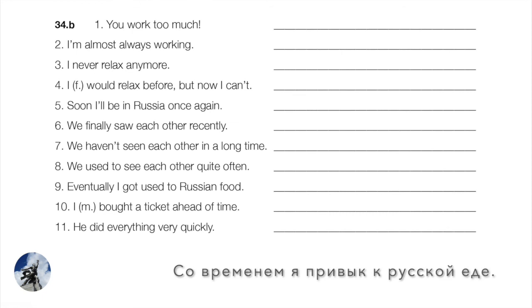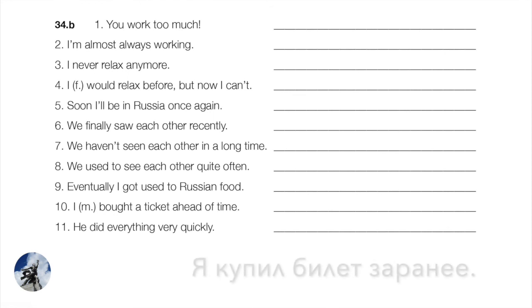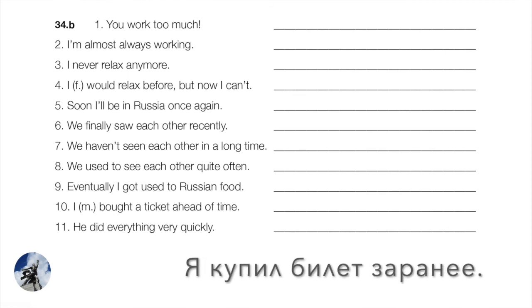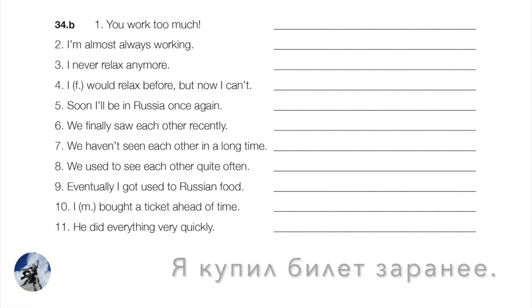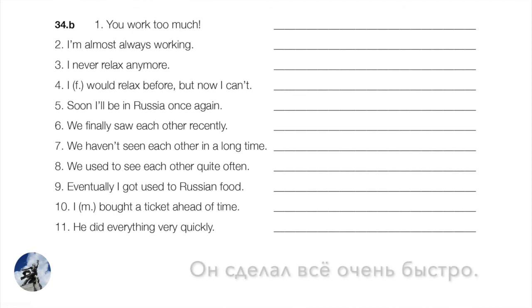Number 10, I bought a ticket ahead of time. Okay, ahead of time is заранее, заранее. Я купил билет заранее. Okay, number 11, he did everything very quickly. Okay, now that seems to imply a one-time thing. He got everything done quickly. Он сделал все очень быстро. Он все сделал очень быстро.